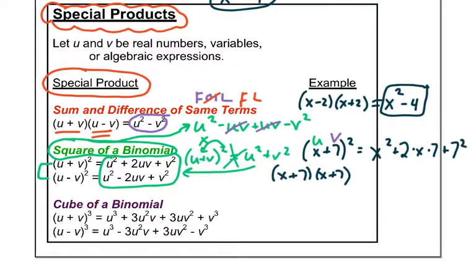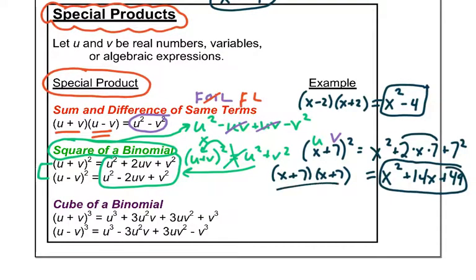Then we can just simplify the inner terms here, friends. We have x squared, 2 times x times 7 is just the 14x, and 7 squared is 49. So we just shaved off a little bit of time from doing it this way. Really just a little bit, but isn't that what shortcuts are all about? So that's what that's for.